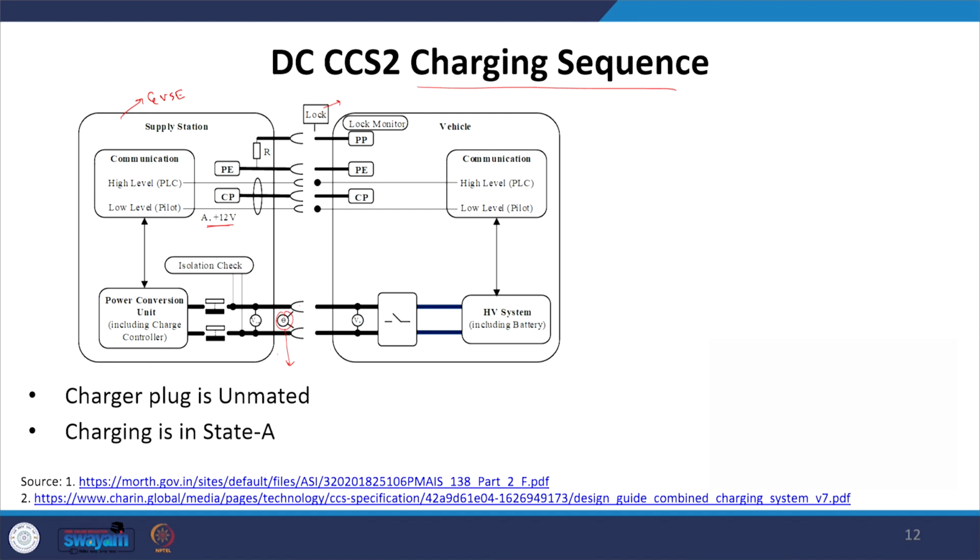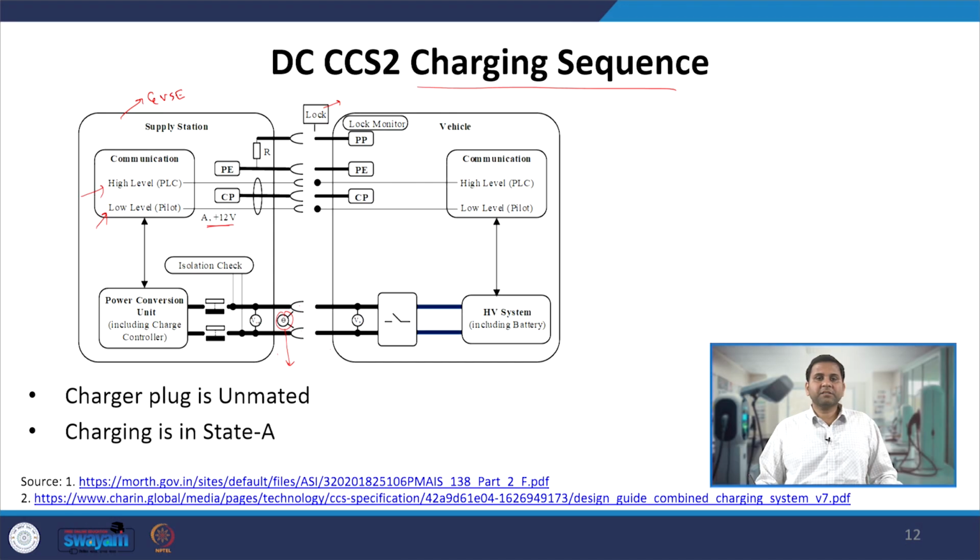Now we have the low level control pilot signal, which is at 1 kilohertz, and we also have a high level communication which is happening using PLC based communication, where over the 1 kilohertz the high frequency signals are being superimposed. And then we have the DC plus and DC minus line which is connected to the vehicle.